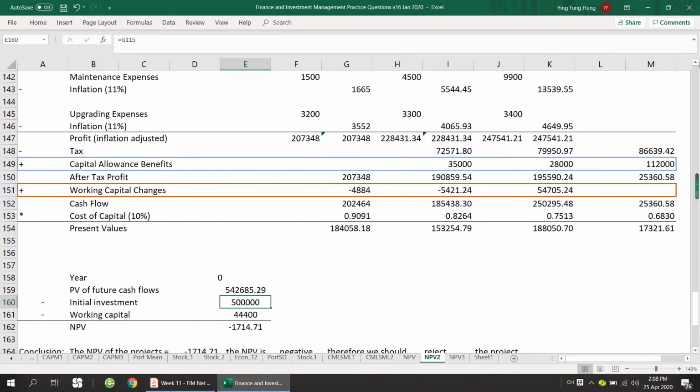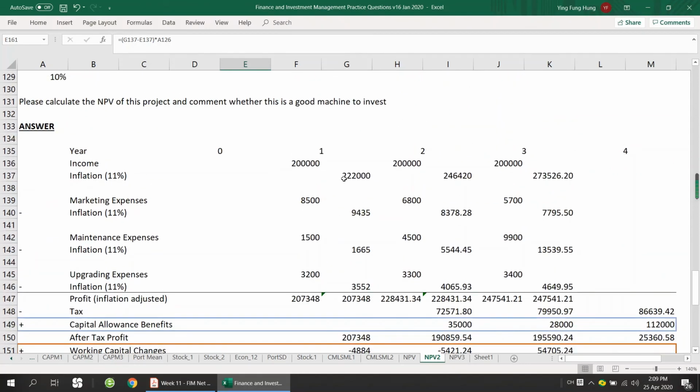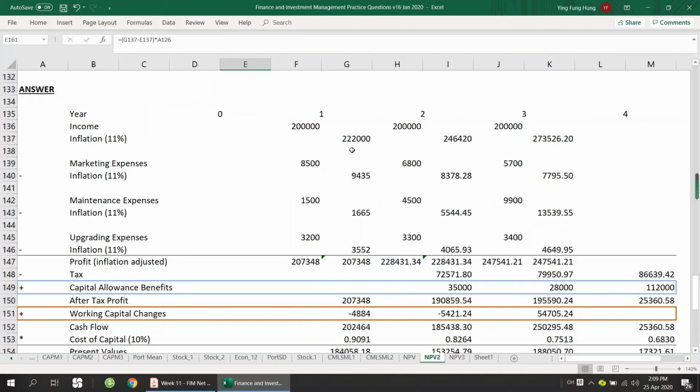And then the next one is that we have to subtract the changes in the working capital. If you still remember what we did a while ago, our sales in year 1 are 222,000, and the requirement is that we need to have 20% working capital at the start of the year, which means today we have to prepare 20% of this 222,000.